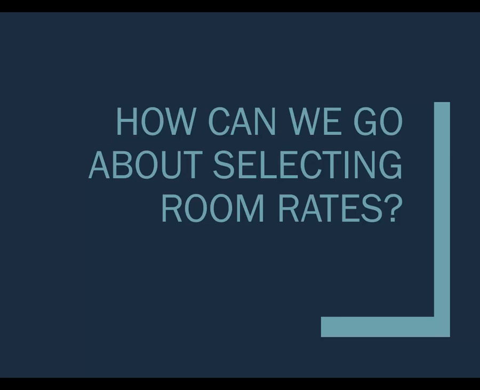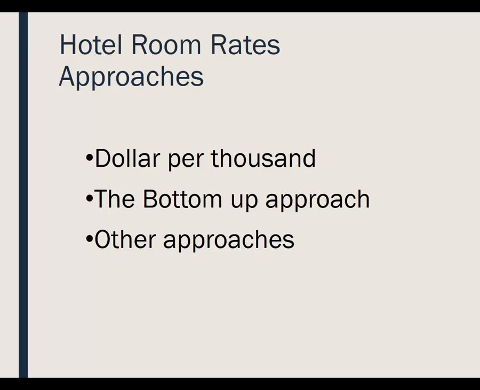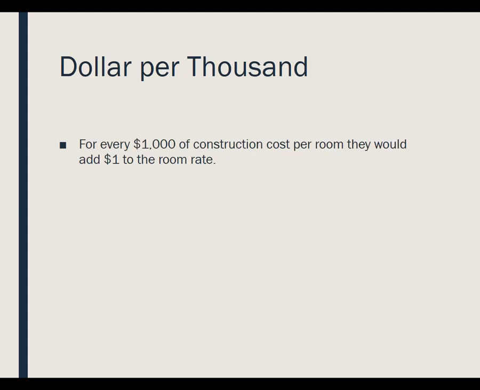Now, how can we go about selecting room rates now that we've had that checked? There's a few different approaches. There's the dollar per thousand, the bottom-up approach, which we should know by now, and the other approaches. So the dollar per thousand is not used too often, but for every $1,000 of construction cost per room, they would add $1 to the room rate.